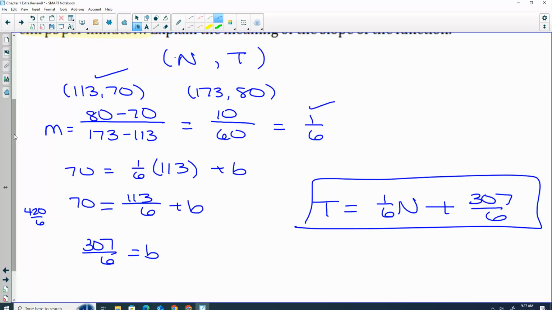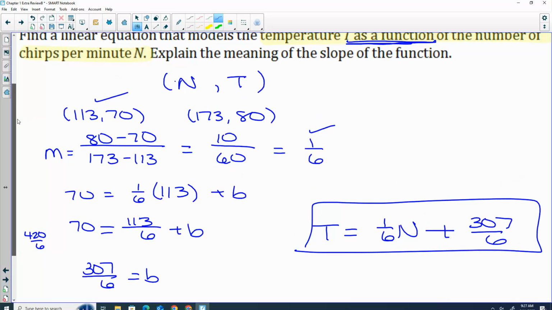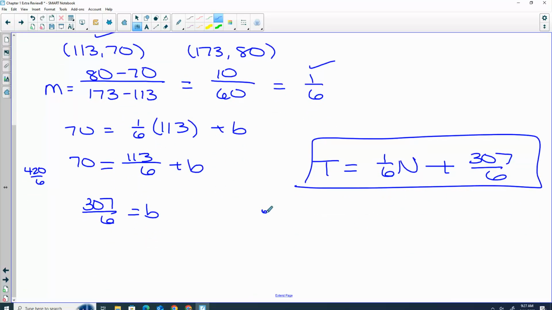Then it says, explain the meaning of the slope. If I'm asking you to write me a sentence about the slope, you need to make sure you're including the number within that. On the last assignment, several of you lost points because you may have told me what the slope means, but you didn't use any actual numbers in it. So I want you to use it in context.